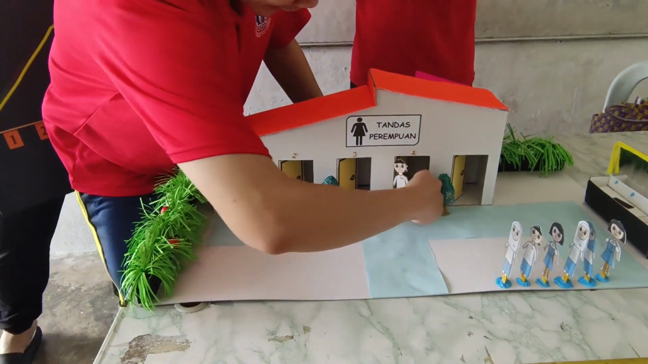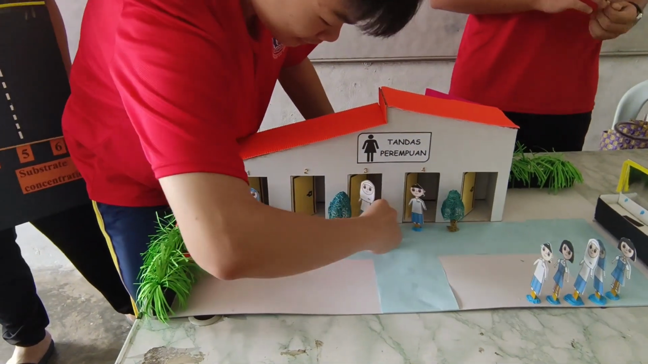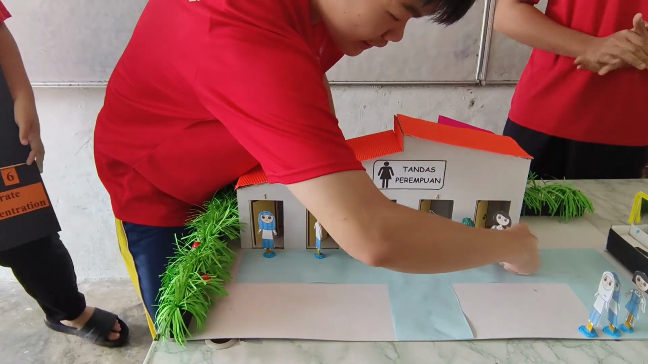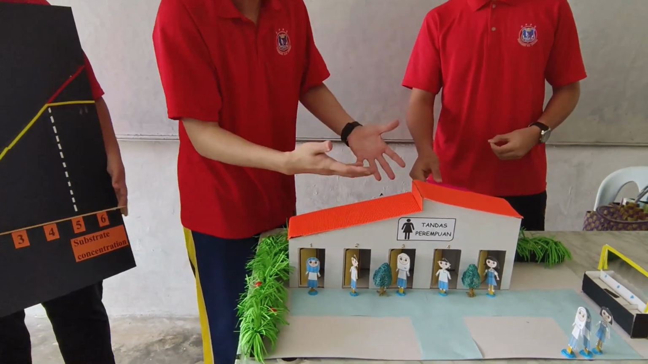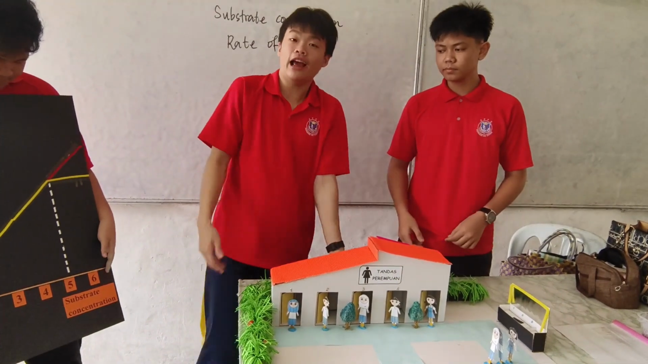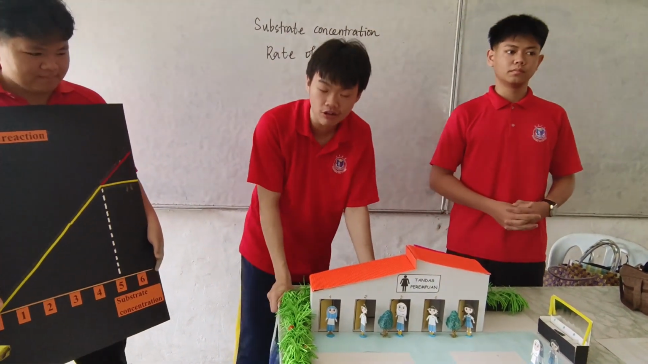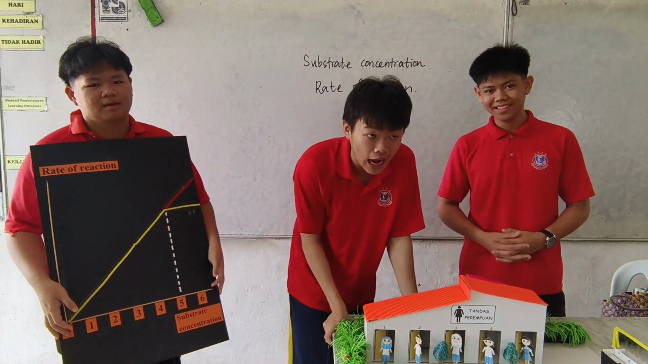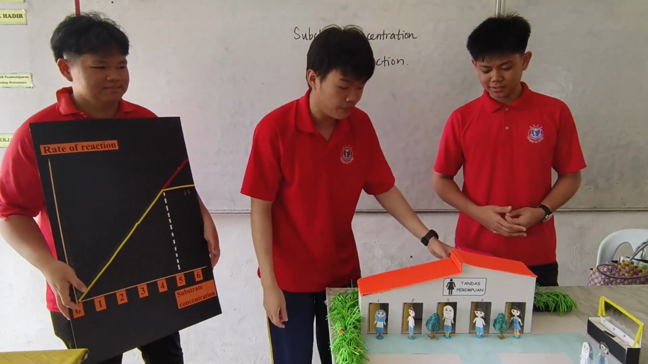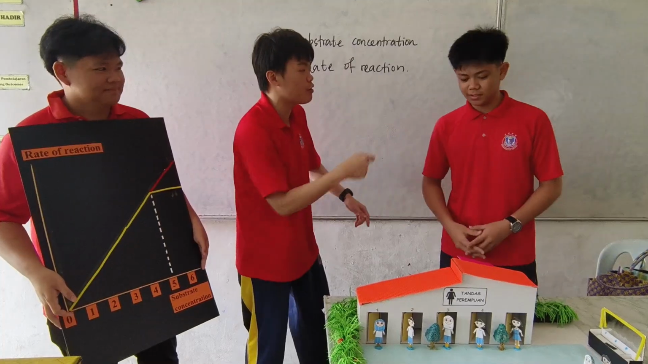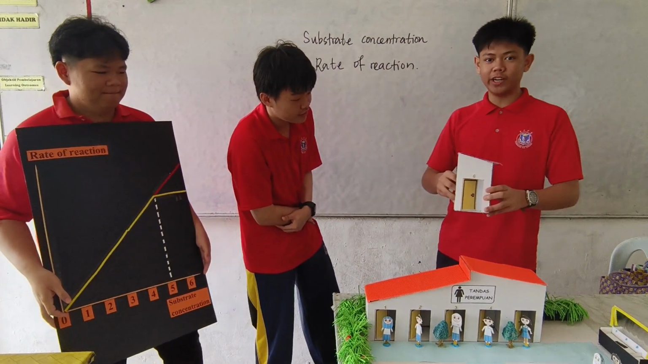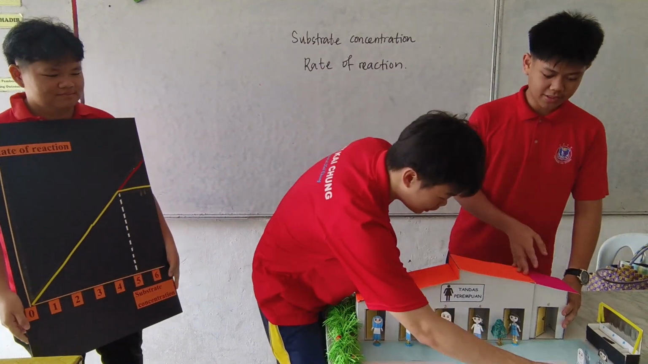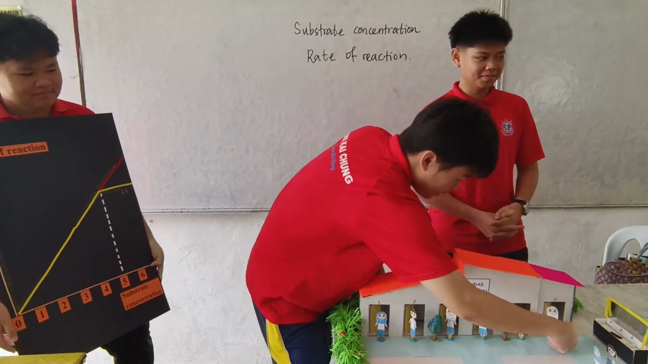By putting the students into the toilet, we can see that the substrates are actively binding into the active site of the enzyme. At some point, the toilet will be limited. There will not be enough toilets for all the students, which means there will not be enough enzyme for the substrate to undergo reaction. At this situation, what should we do? Valentine, demonstrate for me. We are going to add the number of toilets, which means we are going to increase the concentration of enzyme. With that, we can put in more substrate.